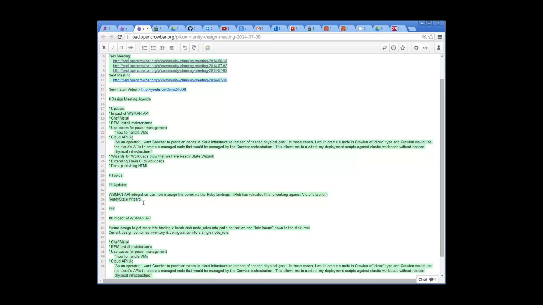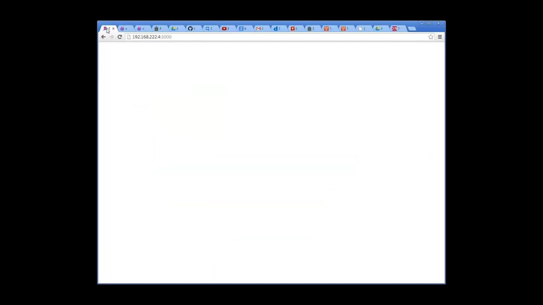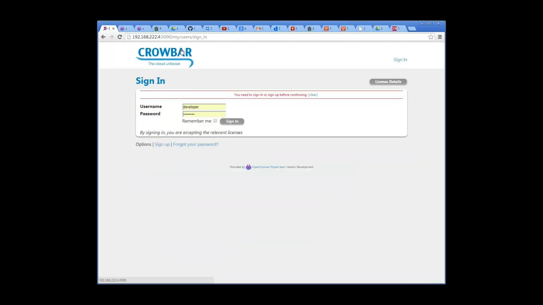So the ready state wizard, I merged that last night. You did. Ready state, it's not attached to the UI, but it's working. So the thing to do, I have a question.